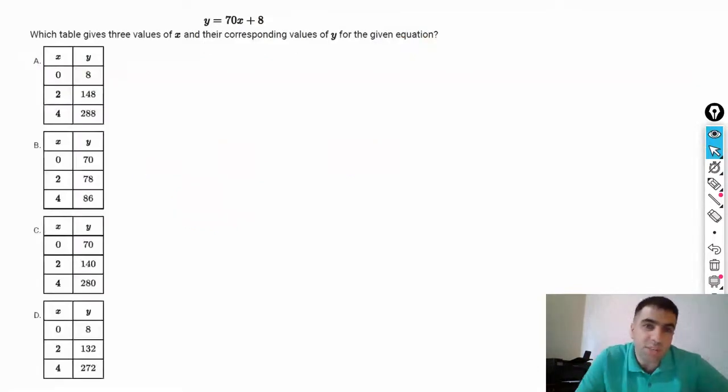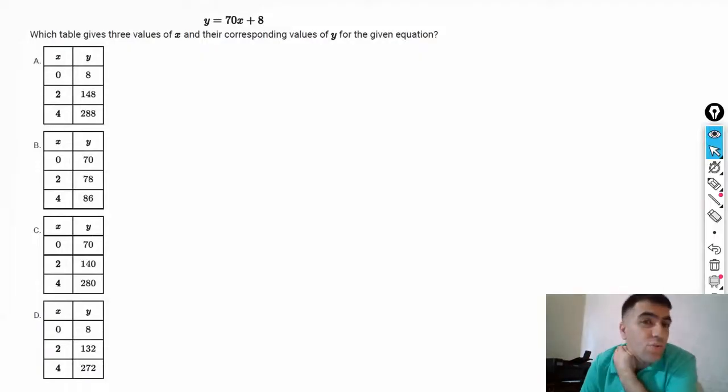Okay, let's continue with the next question. Which table gives 3 values of x and their corresponding values of y for the given equation? Very hard. Mr. Turan says it is A. Mrs. Selcan says it is A.